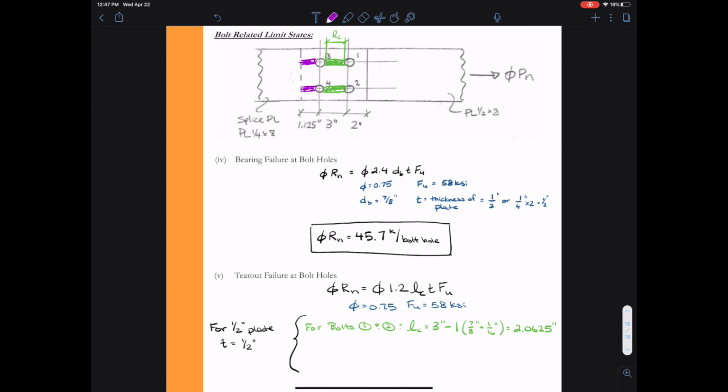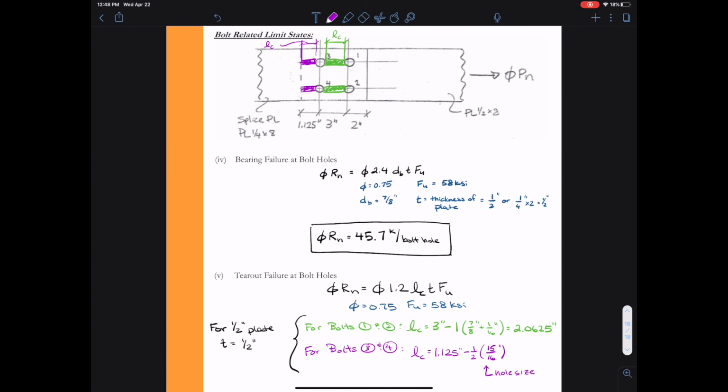We have to do the same for bolts 3 and 4, and for bolts 3 and 4, we're worried that they are going to rip out the back edge of the 1/2 inch by 8 inch plate member. So for bolts 3 and 4, I calculate L sub C as that edge distance, 1.125 inches, minus 1/2 a hole diameter. Again, the hole will be 15/16 of an inch, and again, I got this from table J3.3. That calculates to be 0.656 inches.